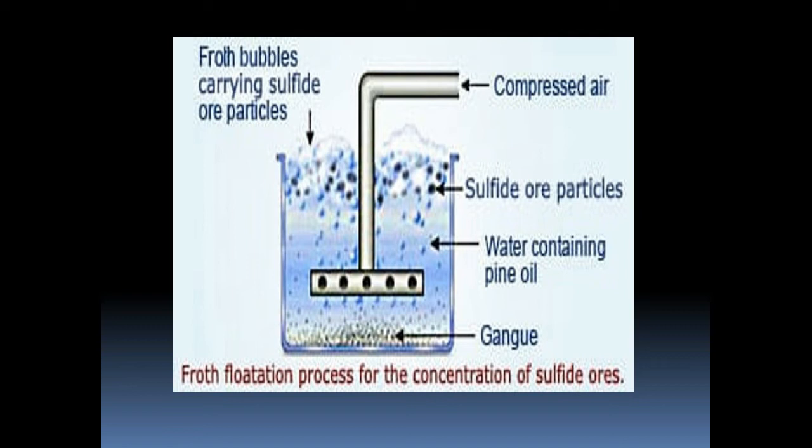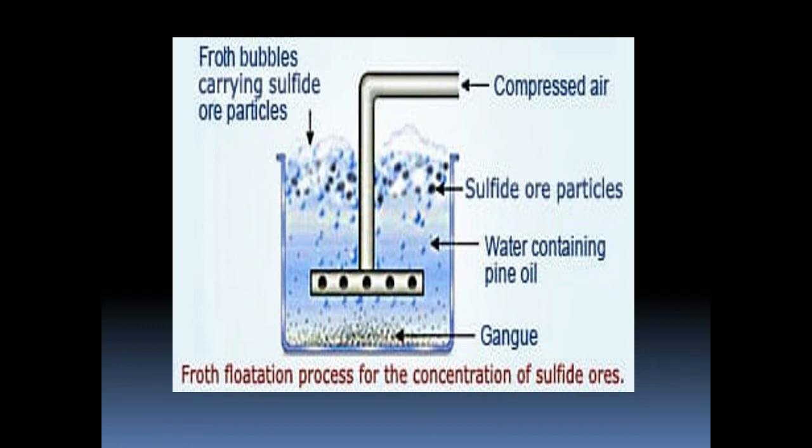In the beaker they have taken a sulfide ore particle, then water, it is a universal solvent, then pine oil, it is a frothing agent, then we are stirring the solution by giving compressed air. Then the froth bubbles are carrying the sulfide ore particles to the surface of the layer and the gangue particles are settled along with the water. So this is the froth flotation process for the concentration of sulfide ores.